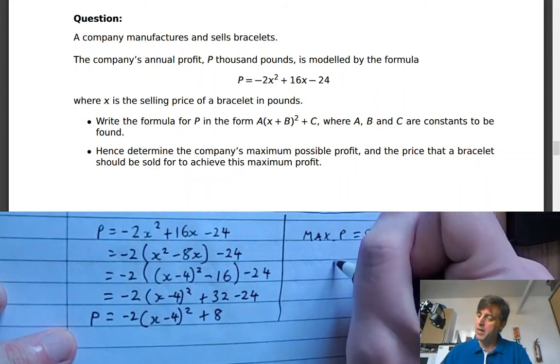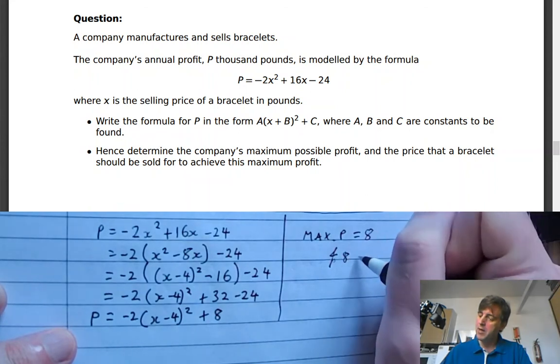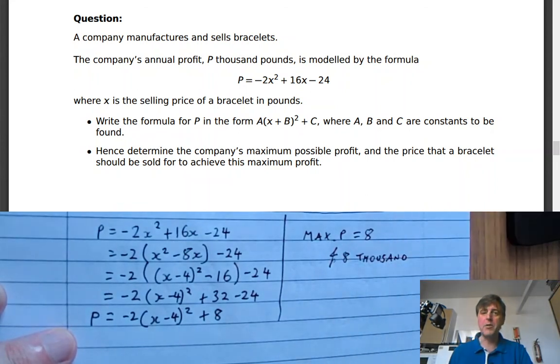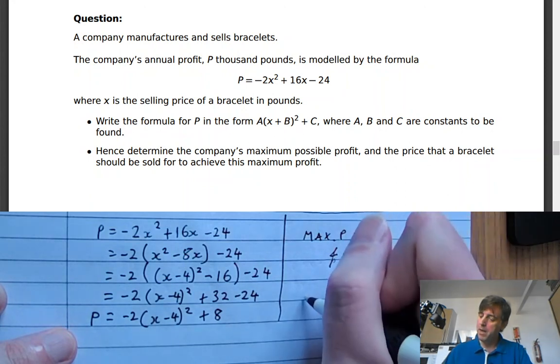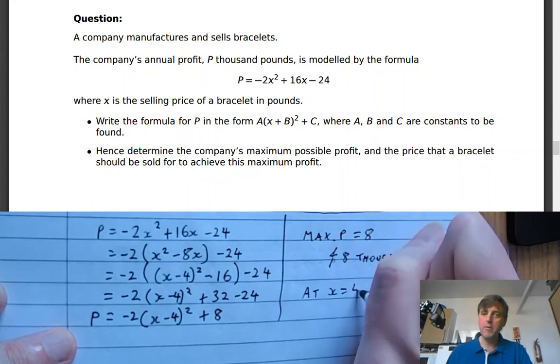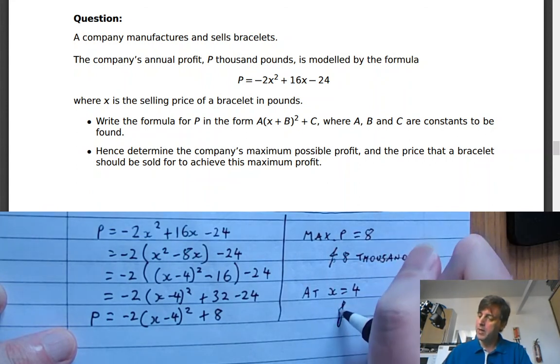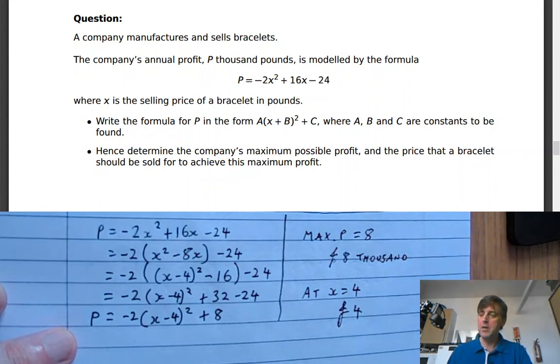So the maximum profit is £8,000. Yes, because we're told that P is measured in thousands of pounds. What's the value of x which gives us that maximum? Well, it's the value of x which makes this bracket here equal to 0. So that would happen when x equals 4. So the selling price for the bracelet that we want is £4. That's going to be the best selling price, which is going to give us the biggest possible profit of £8,000.